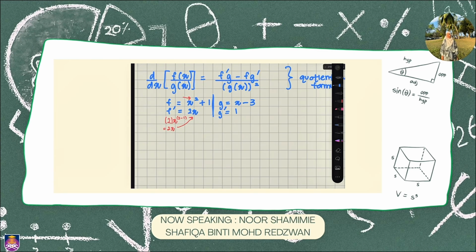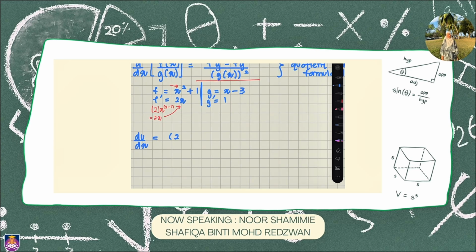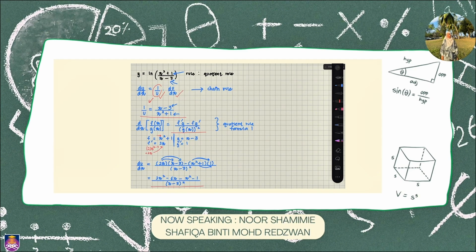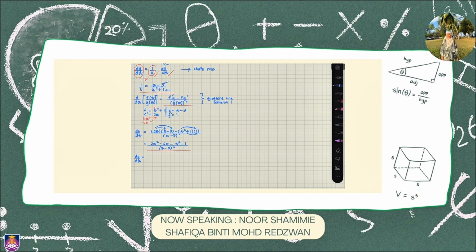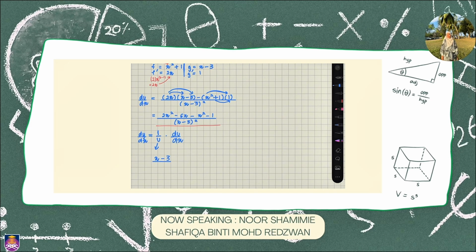Alright, let's plug this into the Gaussian rule formula. This is after we plug all of those into the Gaussian rule formula. Now let's expand and simplify. Then we can substitute both parts back into our main chain rule formula, 1 over u multiplied by du over dx. 1 over u equals x minus 3 over x squared minus 1.